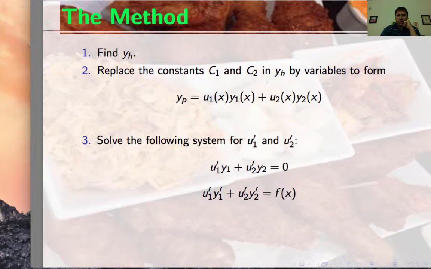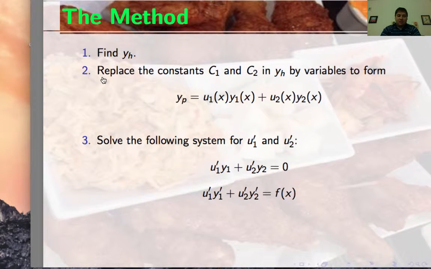It's given by this weird system where it's U1 prime times Y1 plus U2 prime times Y2 equals 0. So essentially you're just only taking the derivative of the U terms. That's the first equation in the system. The second equation in the system, you're putting primes in everything. You've got U1 prime times Y1 prime plus U2 prime times Y2 prime. It looks kind of like a nasty product rule, but it's not. I mean, it's like the wrong product rule. I'm just taking the derivative of everything, and that has to equal f of x. That has to equal your function on the right-hand side. You solve that system for U1 prime and U2 prime.